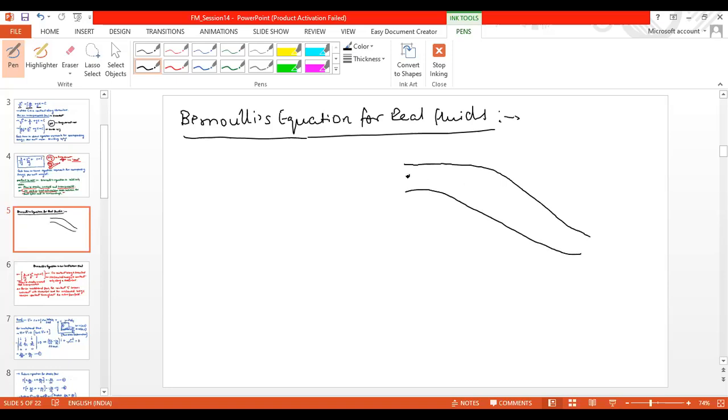Let us take this point as 1 and this point as 2. For the ideal situation, I have considered that there is no work or heat interaction between the system and the surroundings. But can this be true in actual situations? No, sir, because heat and energy are lost.